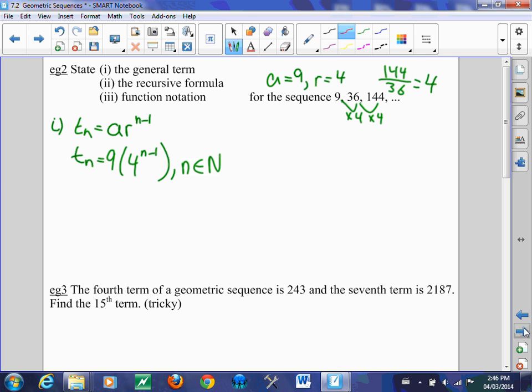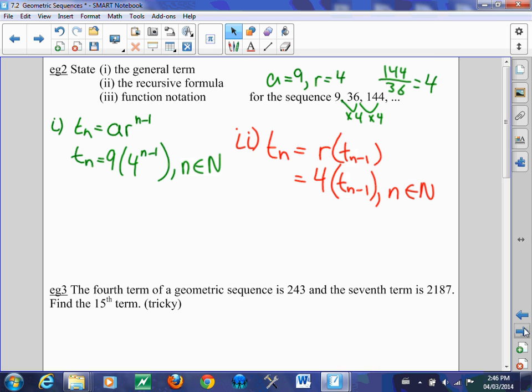Second one, state the recursive formula. Remember, the recursive formula takes the term before, which is t at n minus 1, and you multiply it by the ratio. So our ratio in this case is 4 times t at n minus 1. And don't forget to state that n belongs to the set of real numbers.